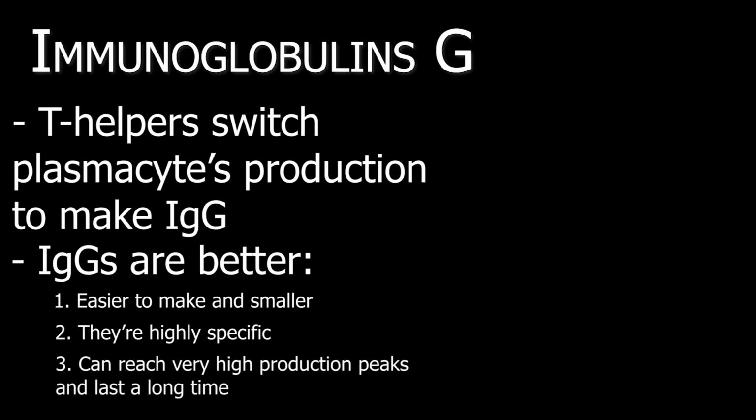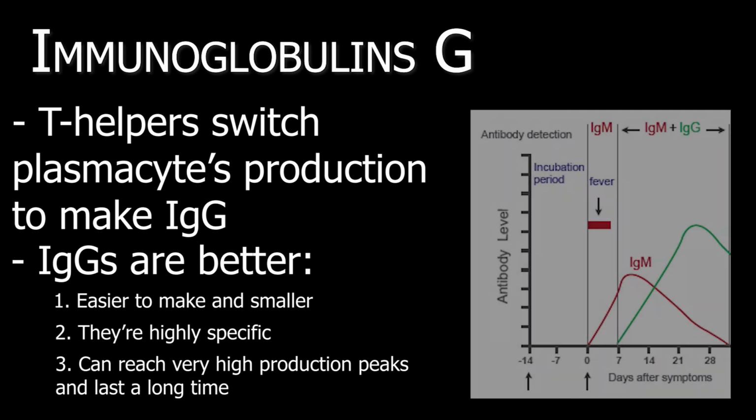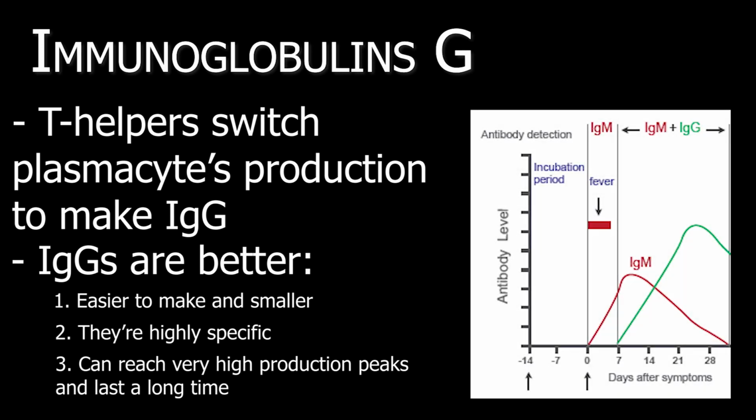Their peaks can be very high, and they can potentially remain in someone's blood for the rest of their lives, providing protection against reinfection. IgGs generally start appearing a week after IgMs reach their peak. Their own peak is reached after another week, and it takes a very long time before they disappear.